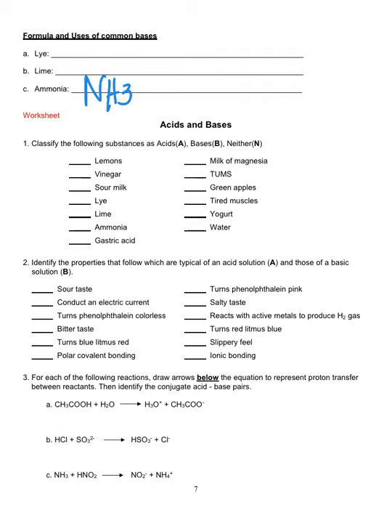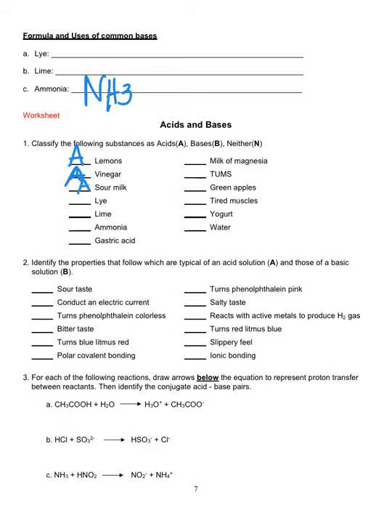So we're going to start categorizing everything as either an acid, a base, or neither. Acids, I would say lemon is acidic. Vinegar, that's also a common household acid. Sour milk, nasty. I don't know why I want to say that, but I have it listed as an acid.